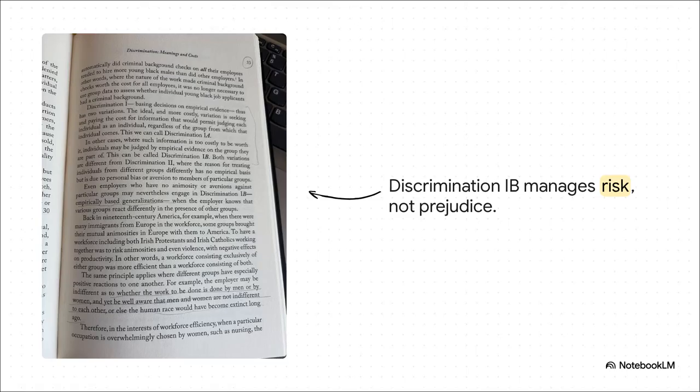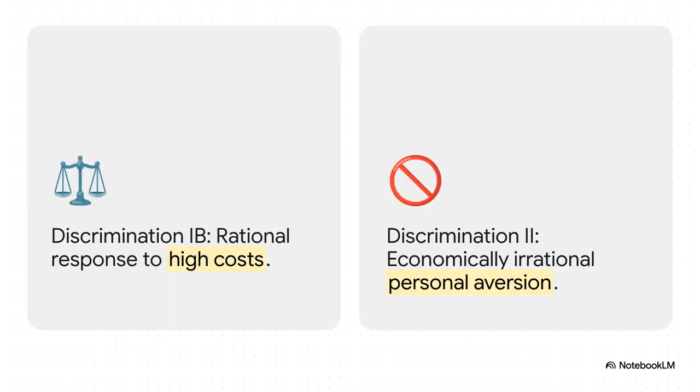Now, look at how Discrimination IB functions as a tool for managing risk rather than just a measure of personal prejudice. Say an employer is deciding whether to run criminal background checks. If the job doesn't really justify the huge cost of a background check for every single applicant, they might look at broader group data to see which demographic has a higher statistical probability of a record. They're not doing this out of hatred, they're doing it because the cost of individualized knowledge, that Discrimination IA, is just prohibitively high. So here's the crucial balancing act.